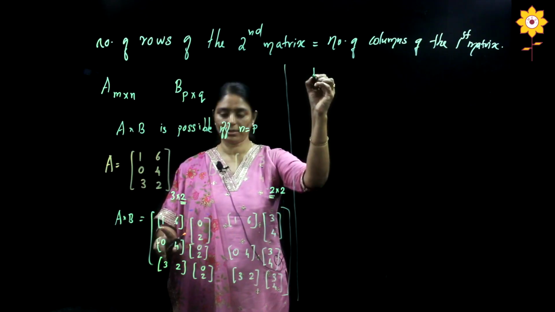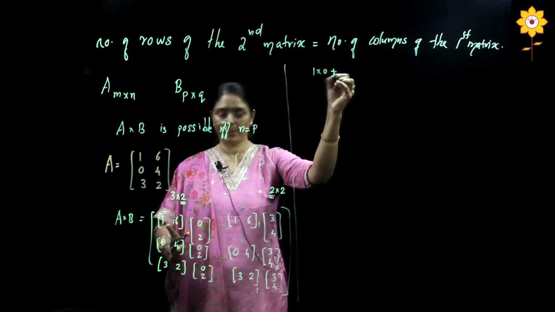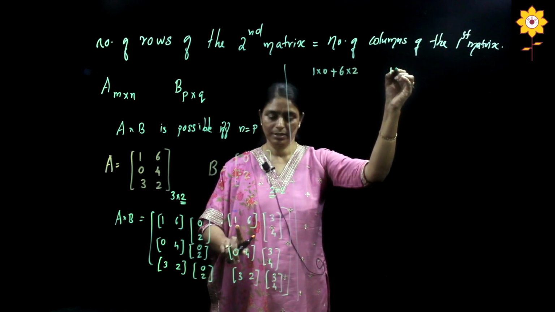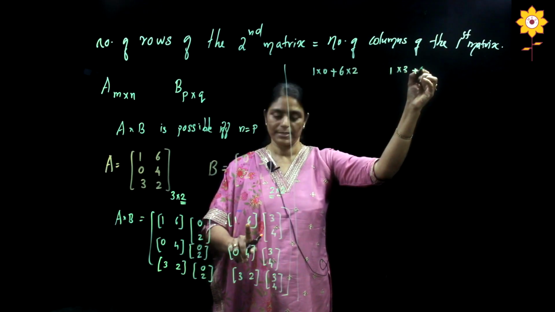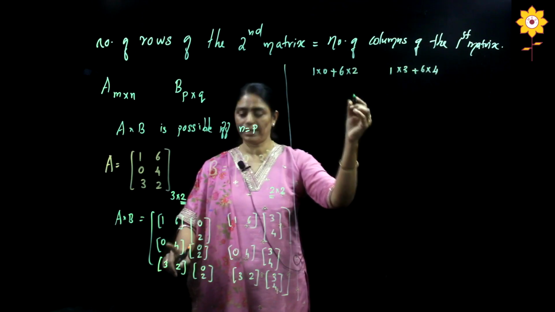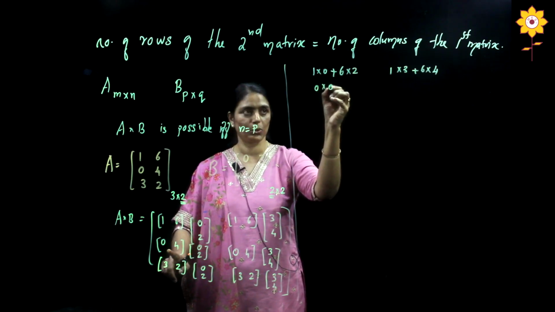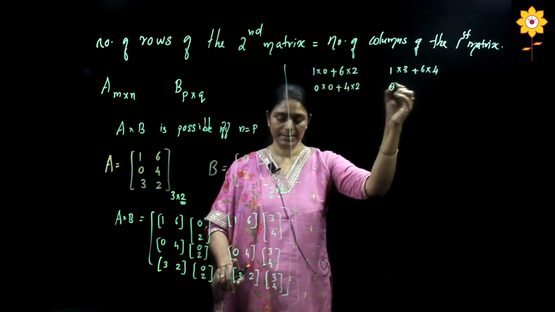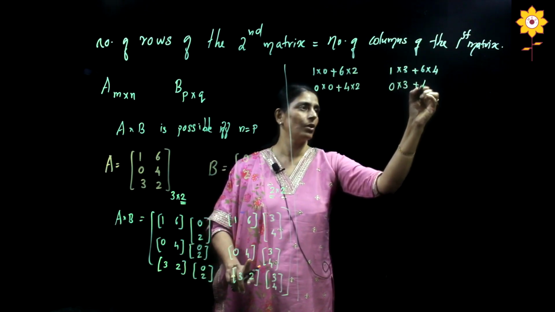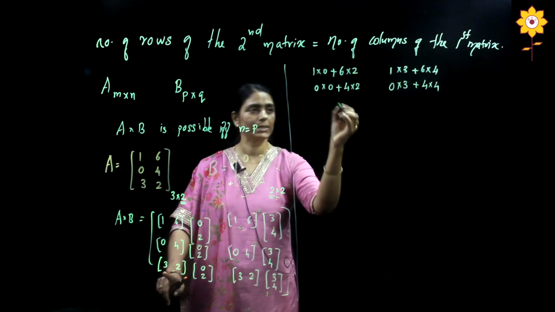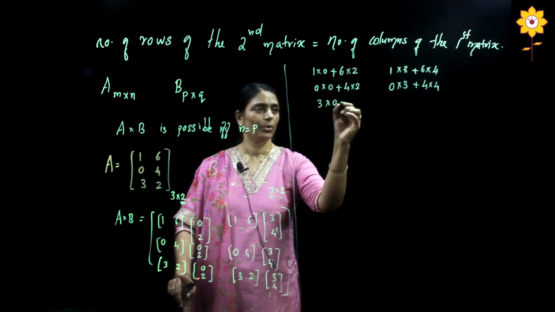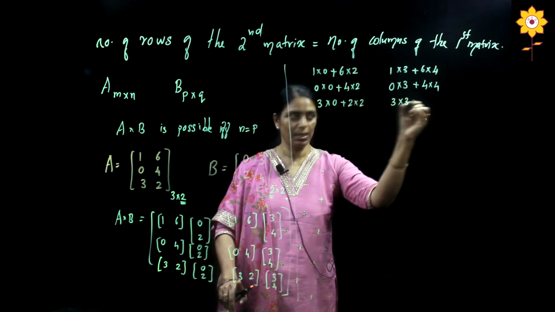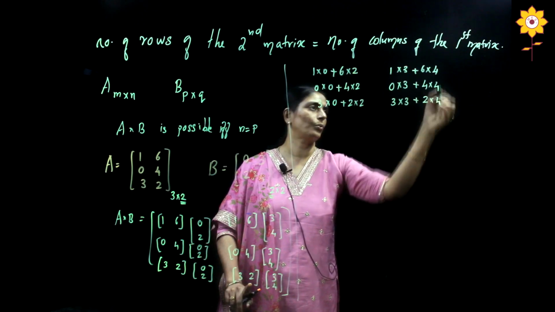Now 1 is multiplying with 0 plus 6 is multiplying with 2. The next one is 1 multiplying with 3 plus 6 into 4. Then the next one is 0 into 0 plus 4 into 2. Then 0 into 3 plus 4 into 4. The next one is 3 into 0 plus 2 into 2. Next is 3 into 3 plus 2 into 4.